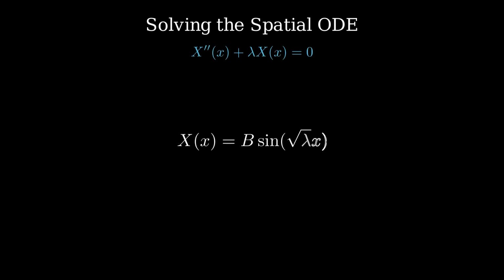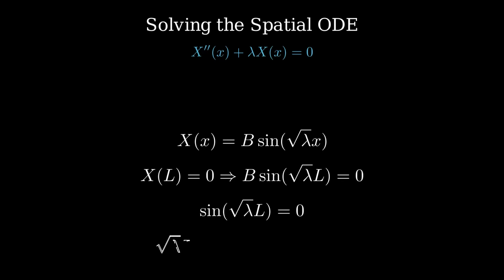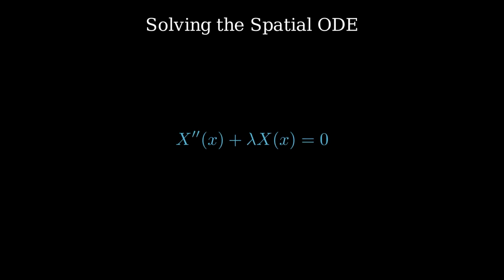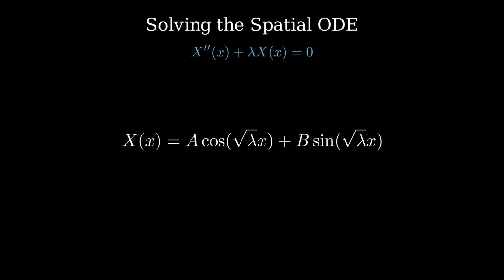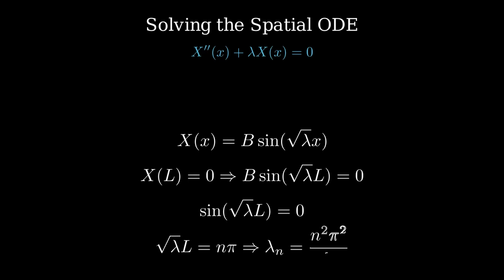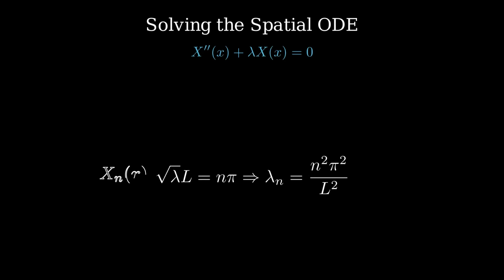At x equals L, we also need uppercase X of L equals 0. This gives us b sine of square root lambda L equals 0. Since we need a non-trivial solution, b cannot be 0. Therefore, sine of square root lambda L must be 0. This happens when square root lambda L equals n pi, where n is a positive integer. Solving for lambda, we get lambda n equals n squared pi squared over L squared.